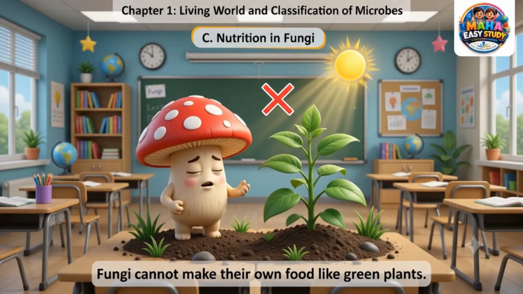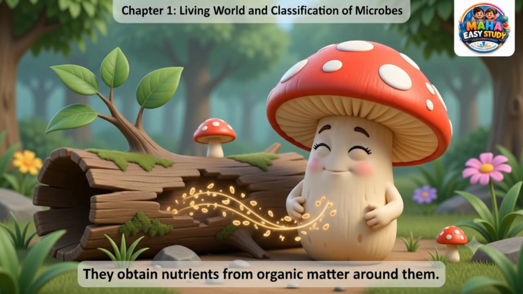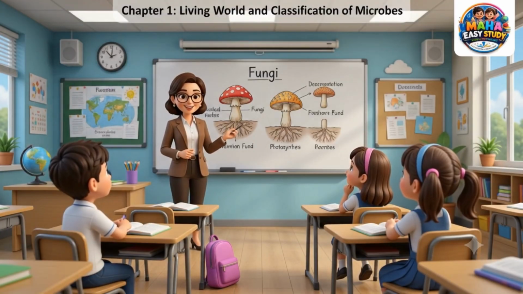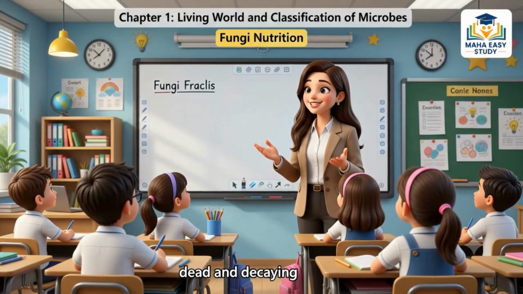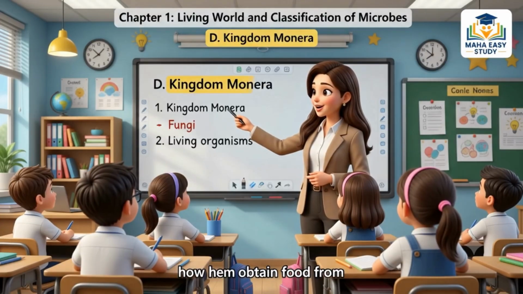Fungi cannot make their own food like green plants. They obtain nutrients from organic matter around them. Many fungi feed on dead and decaying matter. Some fungi also obtain food from living organisms.